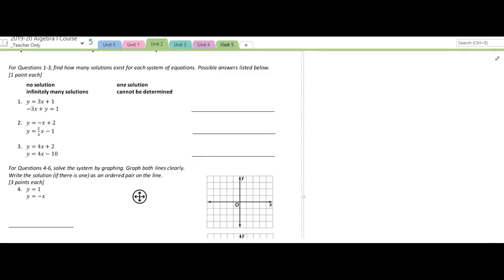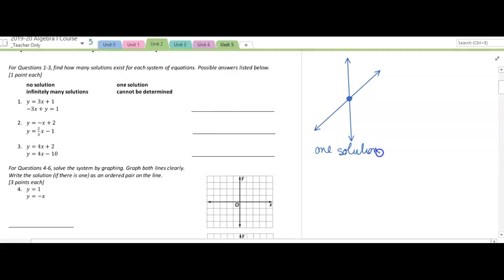If two lines intersect one time, do you see how these two lines intersect right here? They cross once, which means they have one solution. You can kind of remember that solution is the number of times they cross. These two lines have different slopes.